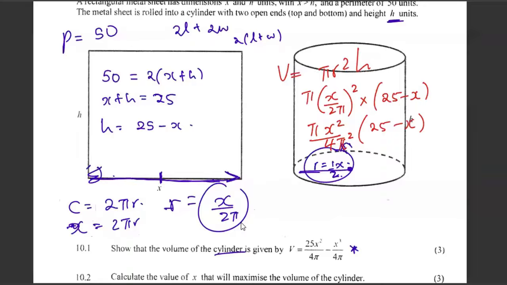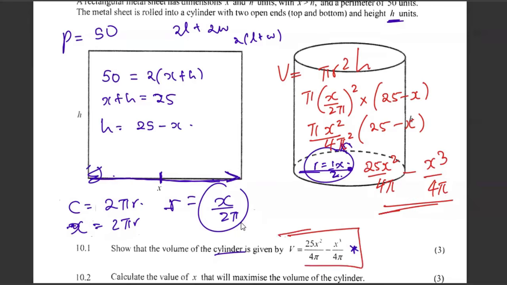So it's going to be 25 x squared over 4 pi minus x times x squared over 4 pi, and that is going to give us x cubed over 4 pi. So I think that is what the question wanted. The other form was just the reverse, but it doesn't make sense for x to be the radius.